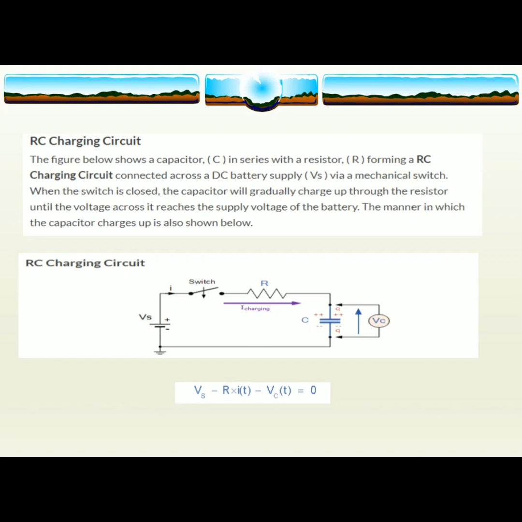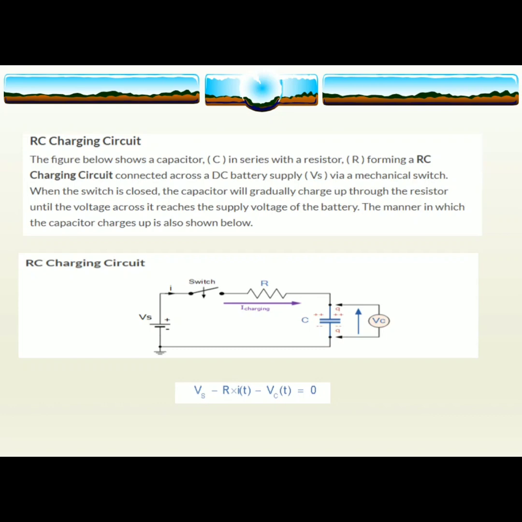RC charging circuit. The figure below shows a capacitor C in series with a resistor R, forming an RC charging circuit connected across a DC battery supply by a mechanical switch. When the switch is closed, the capacitor will gradually charge up through the resistor until the voltage across it reaches the supply voltage of the battery. The manner in which the capacitor charges up is also shown below. This is the diagram of the RC charging circuit.